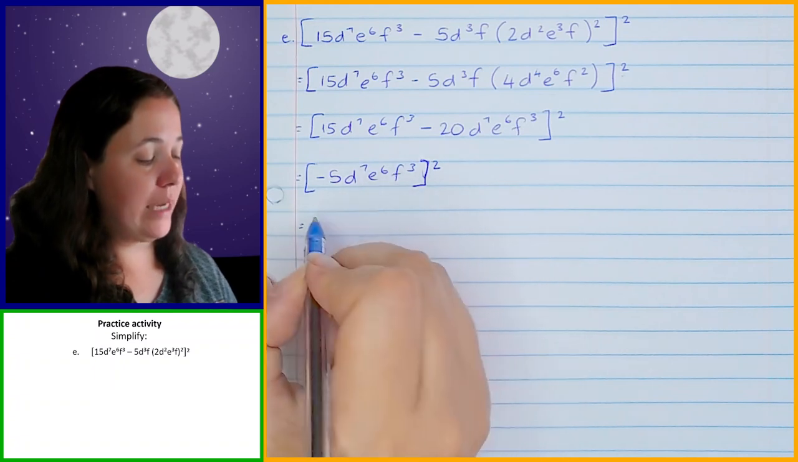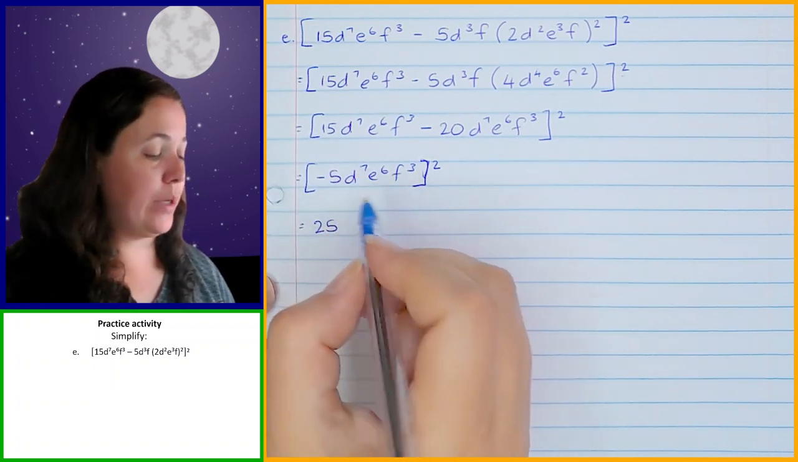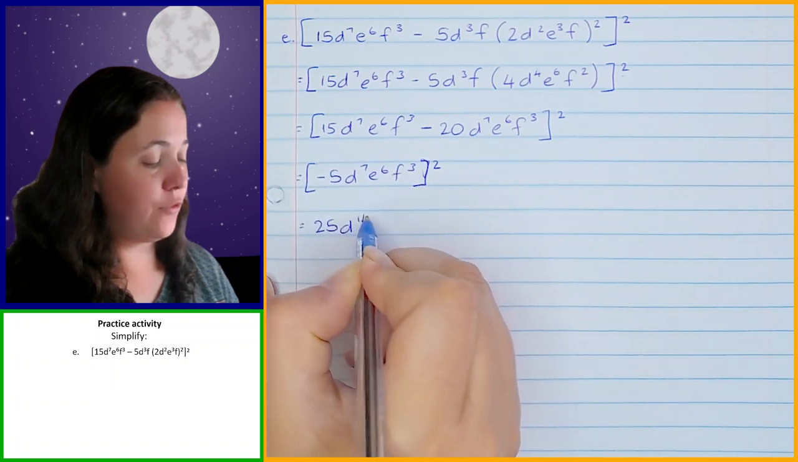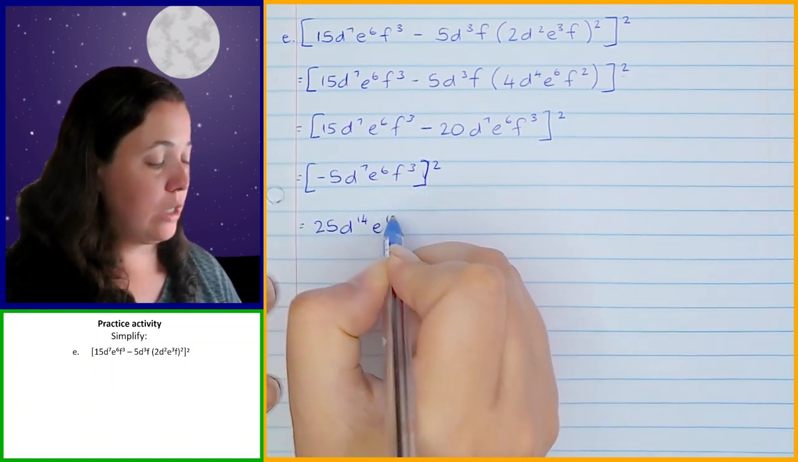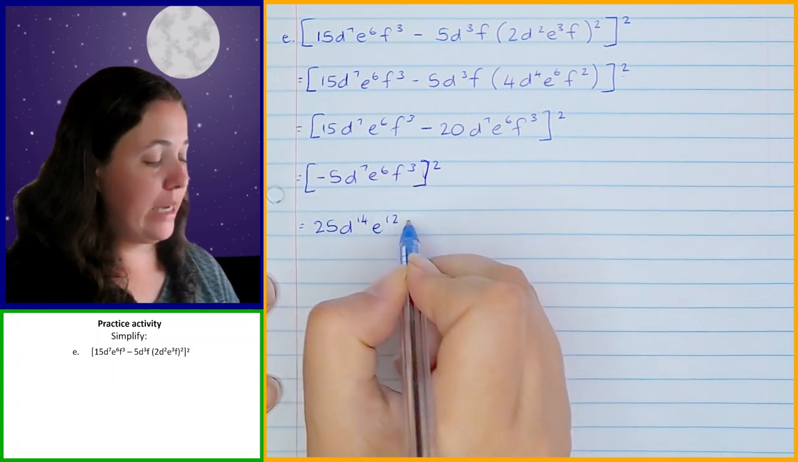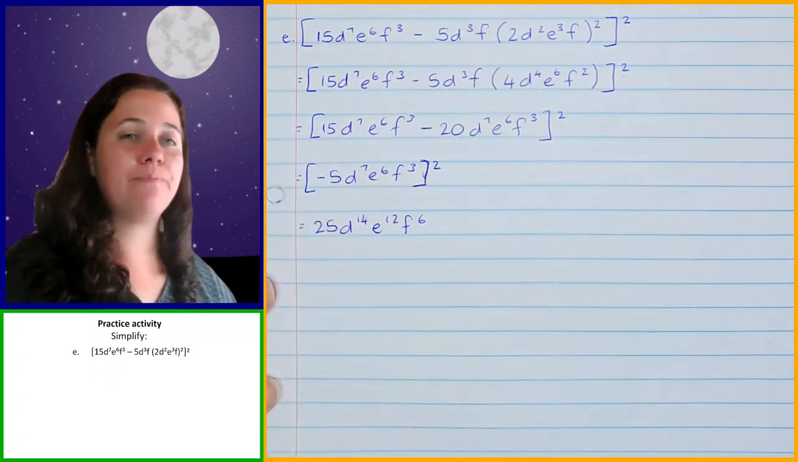Then 5 squared is 25. D to the power of 7 squared is d to the power of 14. E to the power of 6 squared is e to the power of 12. And f cubed squared is f to the power of 6. So that's what you should have got for question E.